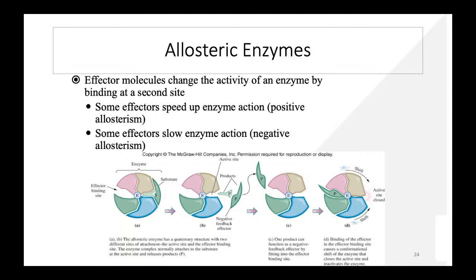And there are allosteric enzymes. They are the ones which change the activity of the enzyme by binding at a second site. Some factors speed up enzyme reactions, and they could be positive, which speeds up, or negative, which slows down the reaction.